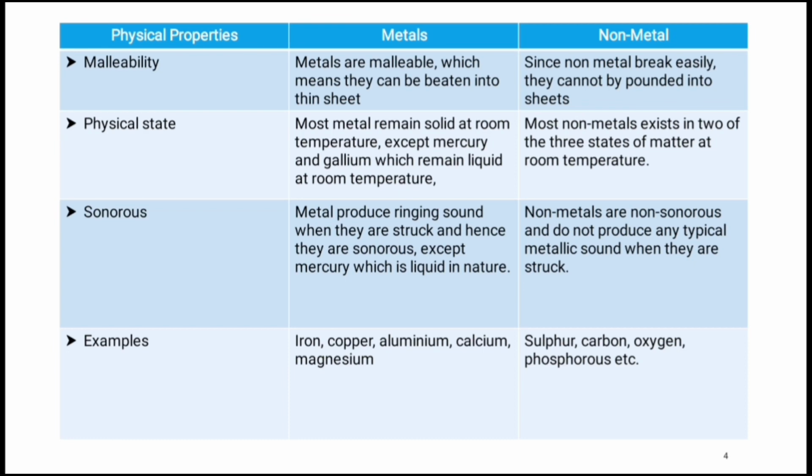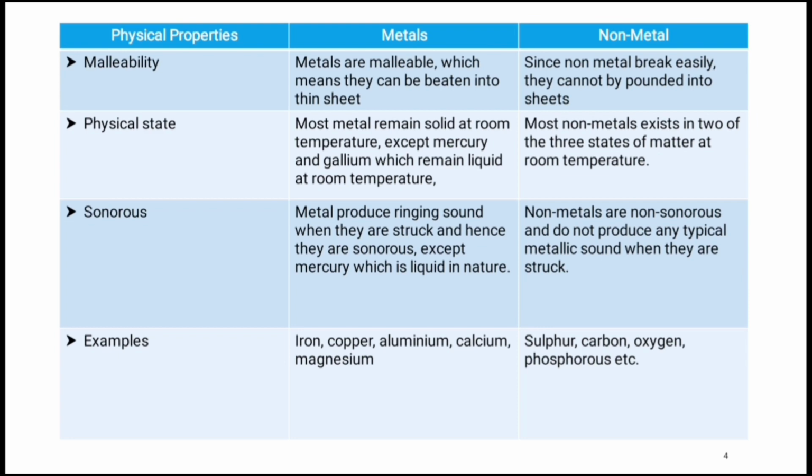Next comes sonorous. Metals will produce a ringing sound. This property is known as sonorous. In your home, you can see any of the metal utensils, and if you bang them, they will produce a ringing or vibrating sound. This is the property of sonorous. Non-metals are not sonorous. They will not produce any type of vibrating or ringing sound.